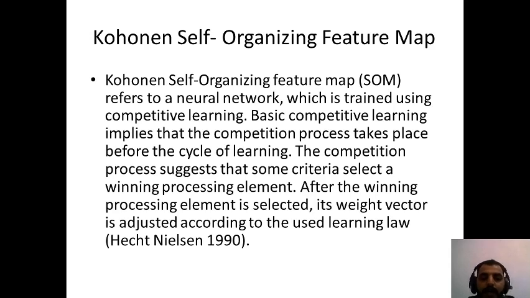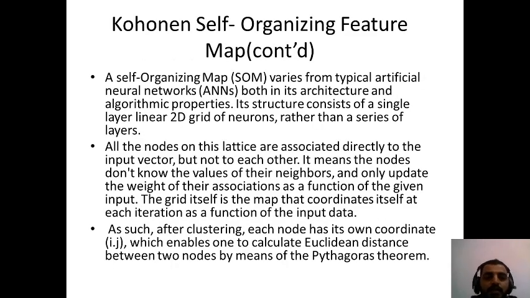This has been said by Nelson in 1990, as a definition. Now, what is this Kohonen self-organizing feature map? We are continuing with it. A self-organizing map, or SOM, varies from a typical artificial neural network both in its architecture and algorithmic properties. Its structure consists of a single-layer linear 2D grid of neurons rather than a series of layers. It follows a two-dimensional grid of neurons.